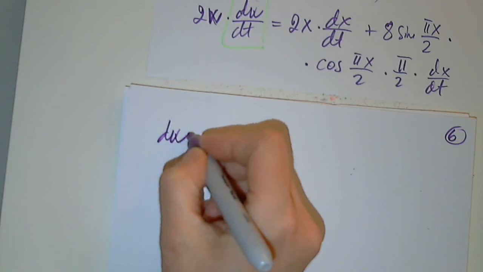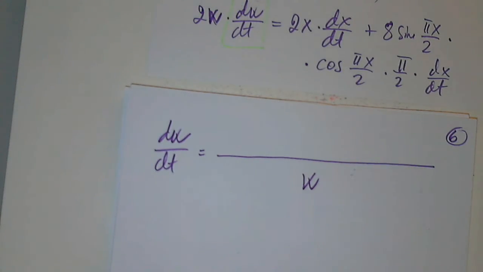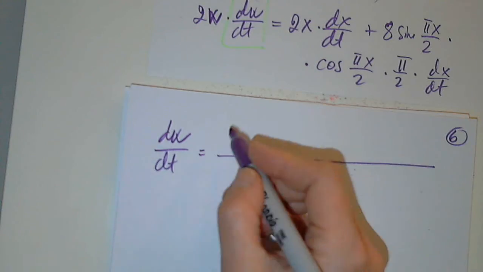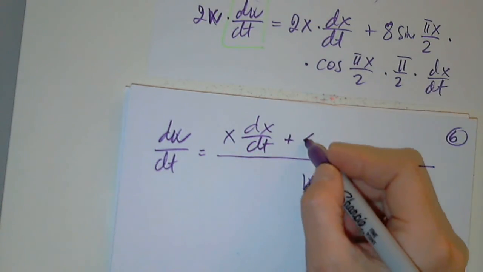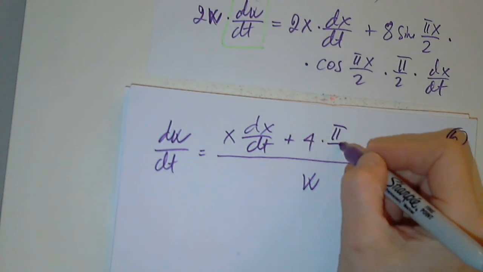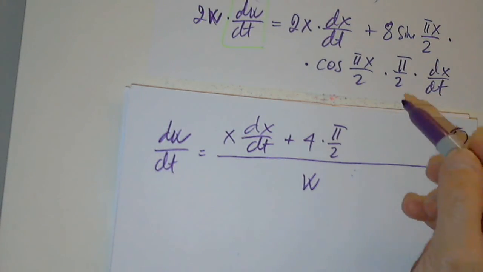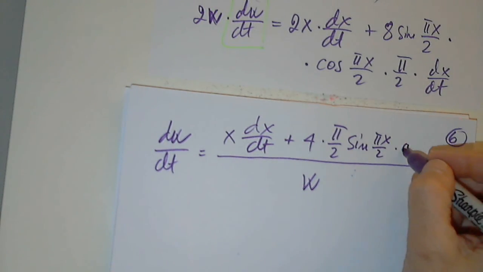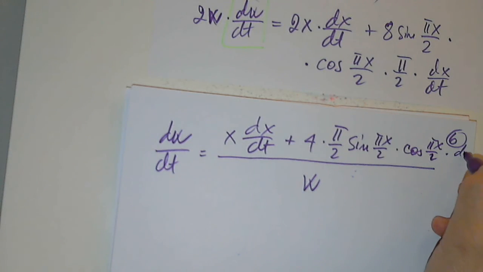So dw over dt, w in the denominator, I'm simplifying by 2. I put pi over 2 in front, and I can even simplify again by 2, but that's okay. So we still have sine pi x over 2, we still have cosine pi x over 2, and we have dx over dt.